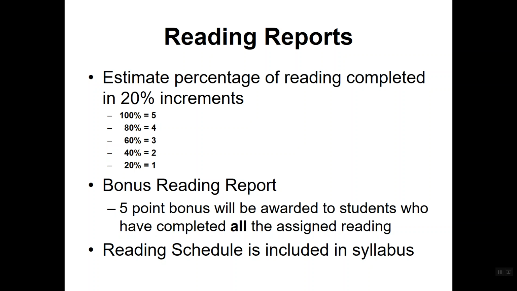You just click 100% and you get 5 points. If you didn't read quite everything, well then click on 80% and you'll get 4 points. Well, maybe you read just over half, that's 60% and 3 points, and so forth, okay? But please do your reading, because you cannot learn everything that I want you to know about church history just by looking through the PowerPoints. You need to read the textbook and the primary sources in order to get the full picture.